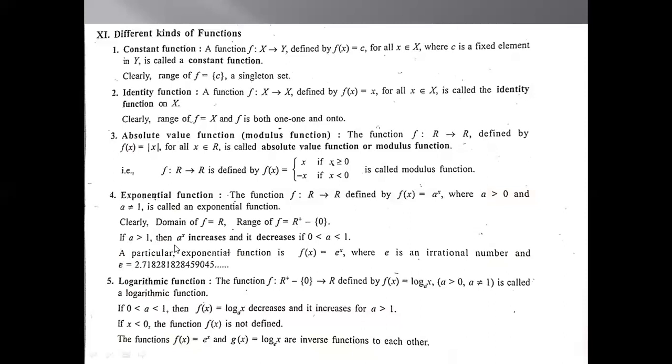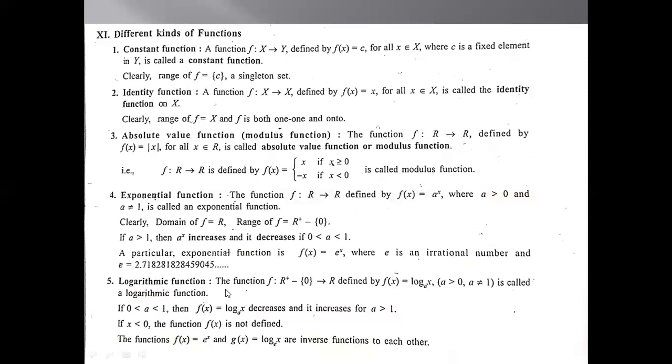If a is greater than 1, then a to the power x increases, and it decreases if 0 is less than a less than 1. In particular, the exponential function f of x is equal to e to the power x, where e is an irrational number and the value of e is 2.7828 and so on.